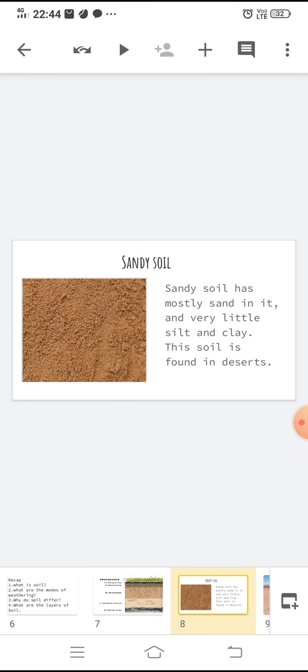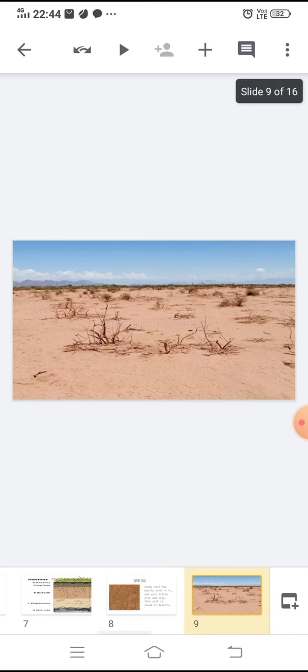Depending upon the proportion of different components in soil, soil can be classified into two major types. First one, sandy soil. Sandy soil has mostly sand in it and very little silt and clay. This soil is found in deserts. In deserts, sand is loose and water drains off very rapidly. So, this sandy soil is not suitable for the plants to grow.